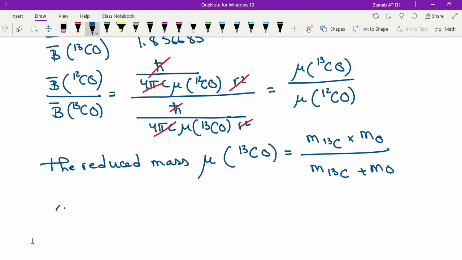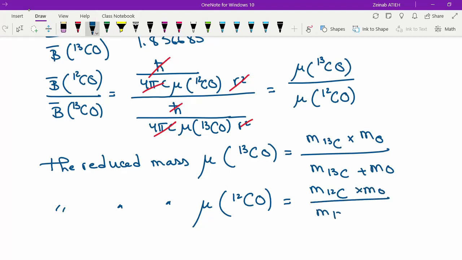So the reduced mass mu for C12O is equal to the mass of C12 multiplied by the mass of O divided by the mass of C12 plus the mass of O. We have the mass of C12 and the mass of O, we can substitute, but I'm not going to substitute it, to keep the number as precise as possible. I will leave substitution till the end. So let's write the ratio in terms of masses.